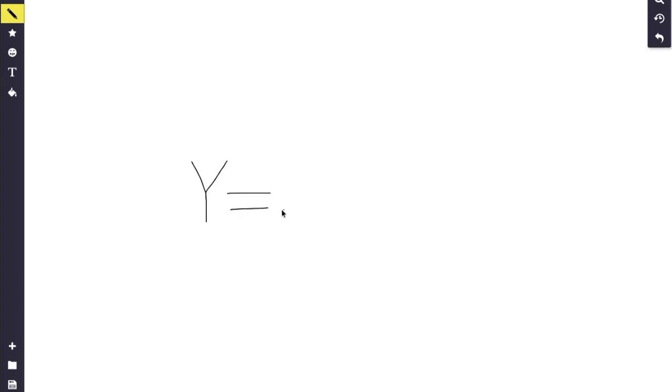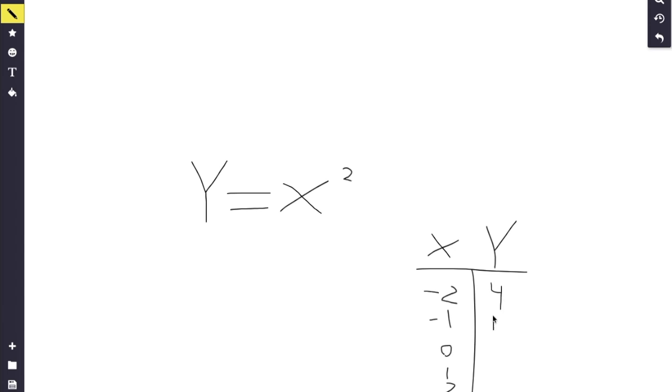The first step here is to find 5 points that satisfy the equation. Let us make a table right here. Remember, we must get negatives as well as positives to make sure that they are the same on both sides. Here we have our table. In the x column, we have -2, -1, 0, 1, and 2. And in the y column, we have the squares 4, 1, 0, 1, and 4. We will now map these points on a grid and connect them with a line.